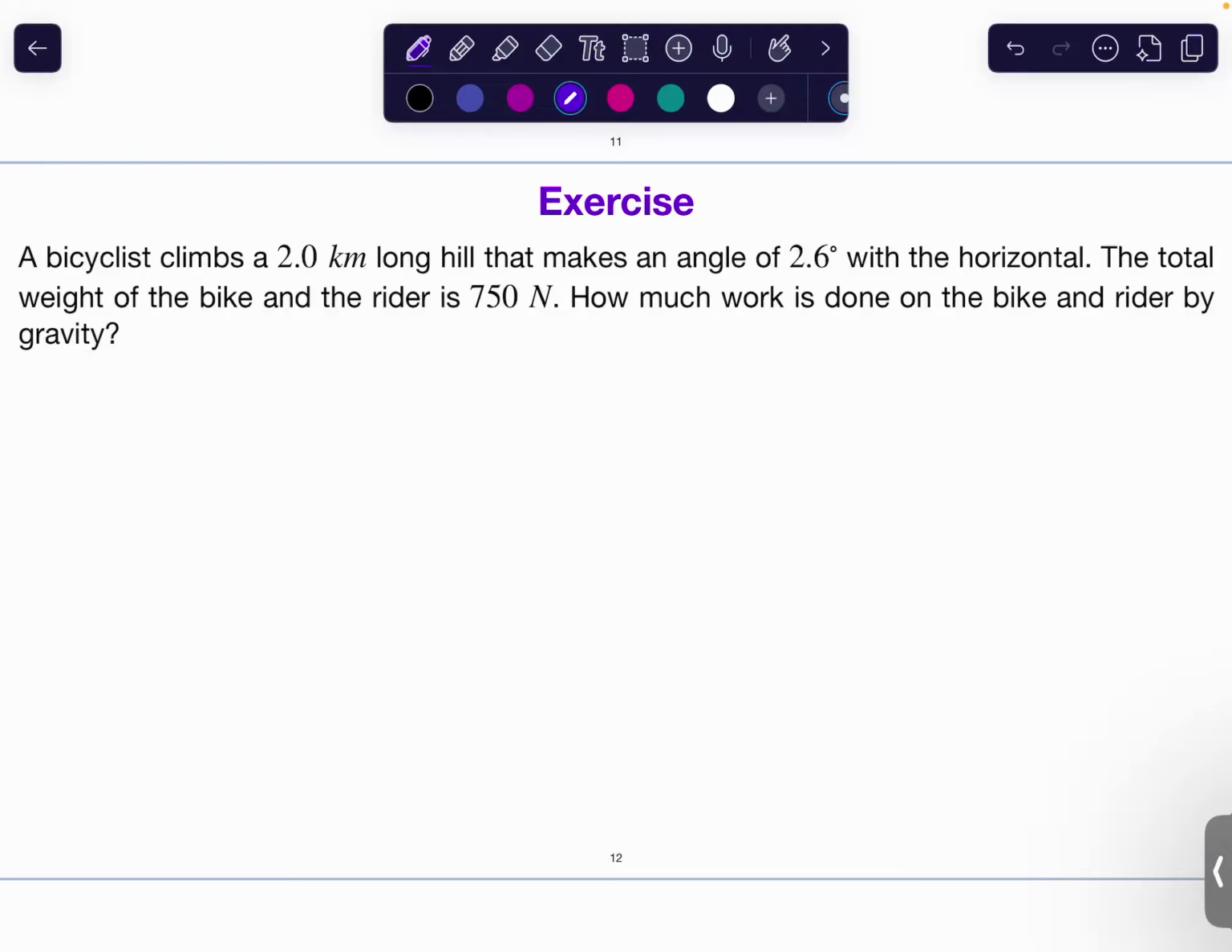So let's say we have a bicyclist climbing a hill that's 2 kilometers long, makes an angle of 2.6 degrees with the horizontal. The total weight of the bike and the rider is 750 newtons. How much work is done on the bike and rider by gravity? See, now that's something you can do.